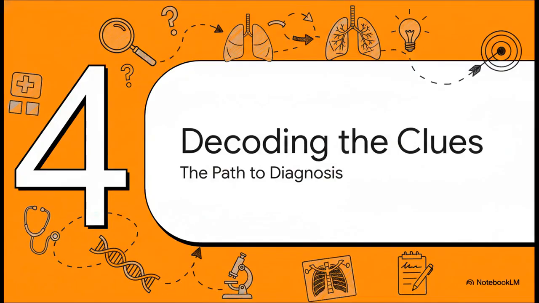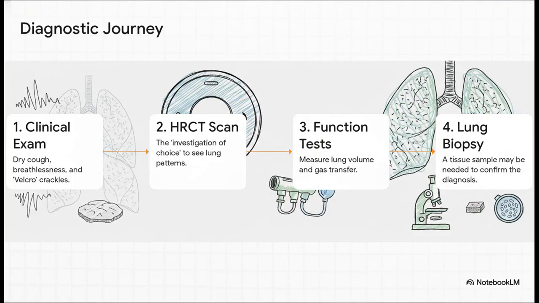So, with so many different potential causes, how on earth do doctors figure out what's going on? It's really like a piece of detective work, following a path of clues to finally arrive at a specific diagnosis. This diagnostic journey has several key steps. It always starts with a clinical exam, right? A doctor is looking for those classic symptoms like a dry cough and shortness of breath, and of course listening for those telltale Velcro crackles.